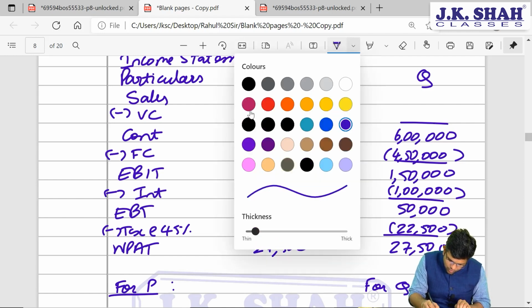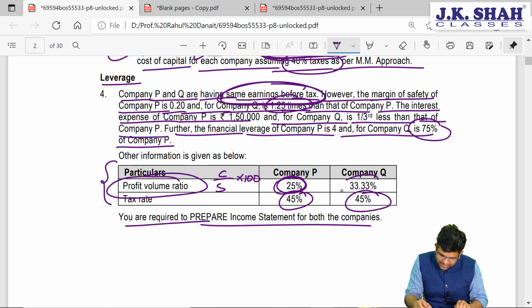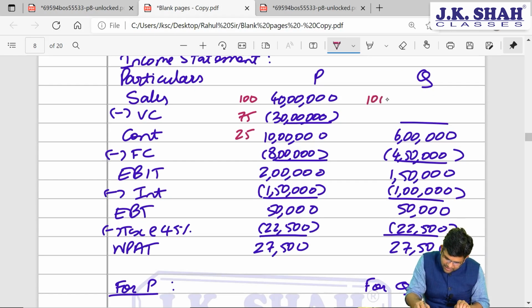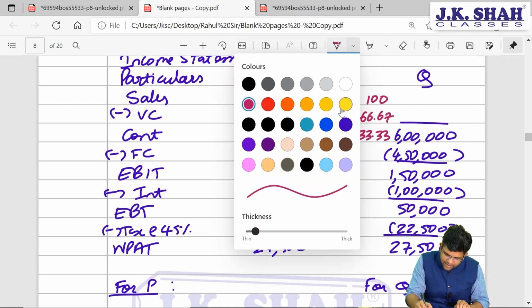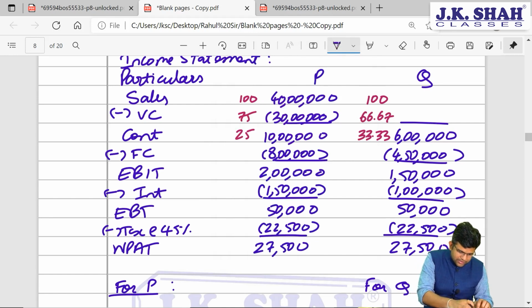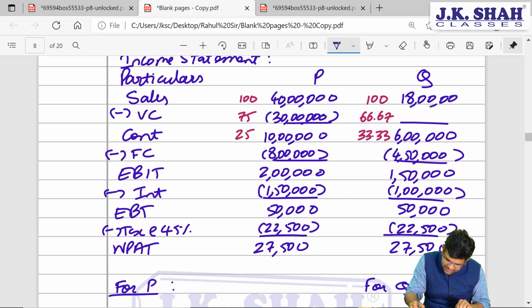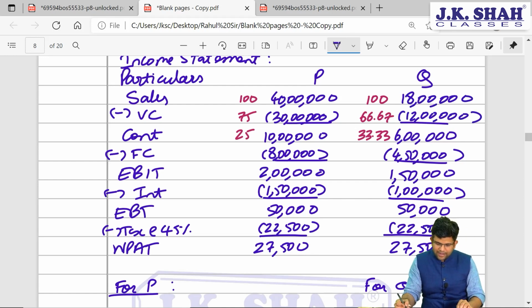Now as far as Q is concerned, they are saying it is 33.33%. So students, that means if sales are 100, contribution is 33.33, and therefore variable cost must be 66.67. Let's take the calculator and solve this. 6 lakhs divided by 33.33 into 100, if we do, we get 18 lakhs. We get 18 lakhs as the sales, and therefore 12 lakhs as the variable cost. Everybody clear? 12 lakh as the variable cost. With that we complete the income statement.